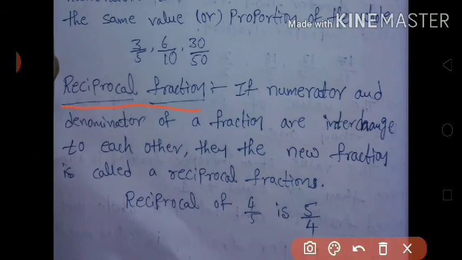Next, reciprocal of a fraction. If numerator and denominator of a fraction are interchanged, then the new fraction is called the reciprocal of the fraction. Okay, if we have a fraction like 4 by 5, the reciprocal of 4 by 5 is 5 by 4. If numerator and denominator are interchanged, numerator will become denominator and denominator will become numerator. Then that fraction is called the reciprocal fraction. Here see, the reciprocal of 4 by 5 is 5 by 4.